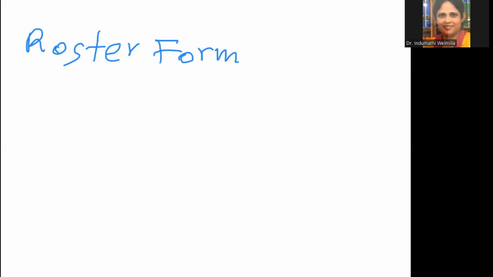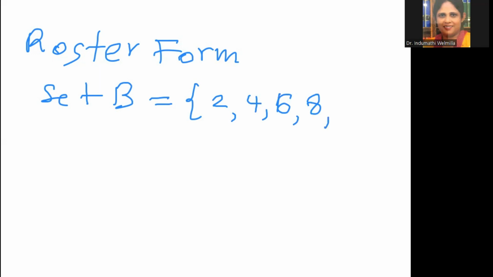In this roster notation, the elements of the set are enclosed in curly brackets and separated by commas. For example, let me name it set B. Set B equal to 2, 4, 6, 8, 10, which is the collection of the first five even numbers. In roster form, the order of the elements of the set does not matter.